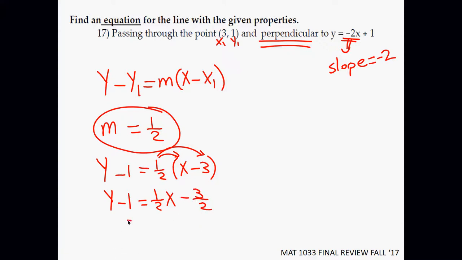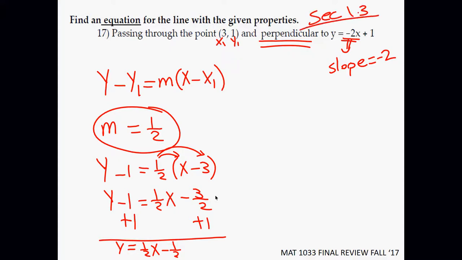We get y minus 1 equals 1/2 x minus 3 over 2. If you add 1 to both sides to isolate the y, then you will have y equals 1/2 x minus 3/2 plus 1. The 1 is basically 2 over 2. So that would be negative 1/2. And that would be part D. So it's y equals 1/2 x minus 1/2. And this is from section 1.3.